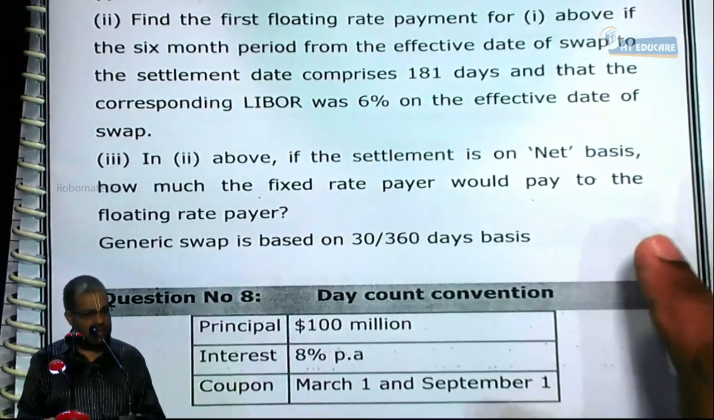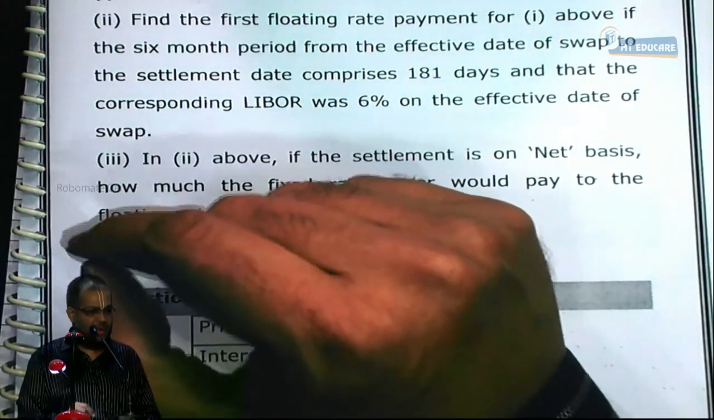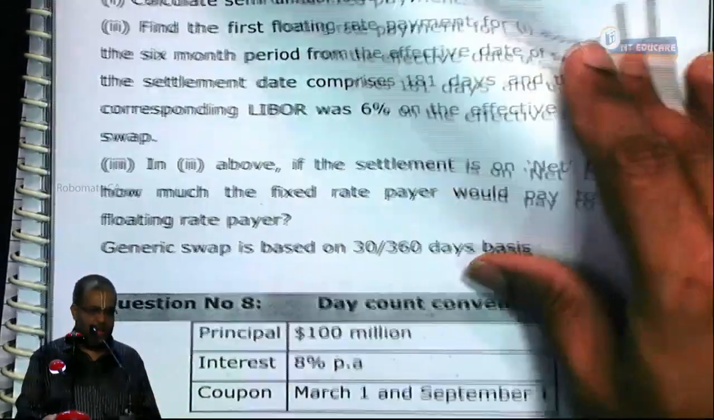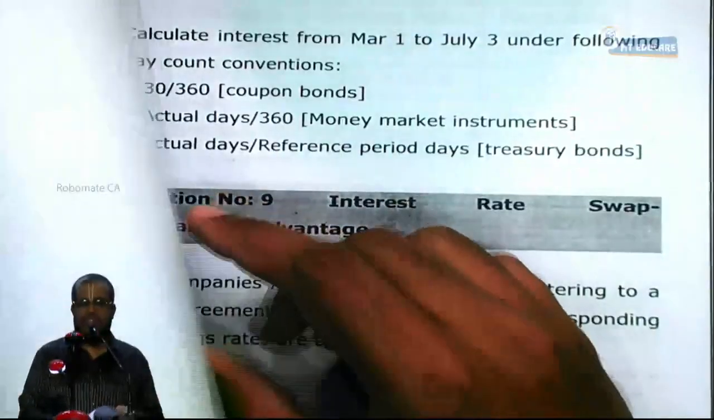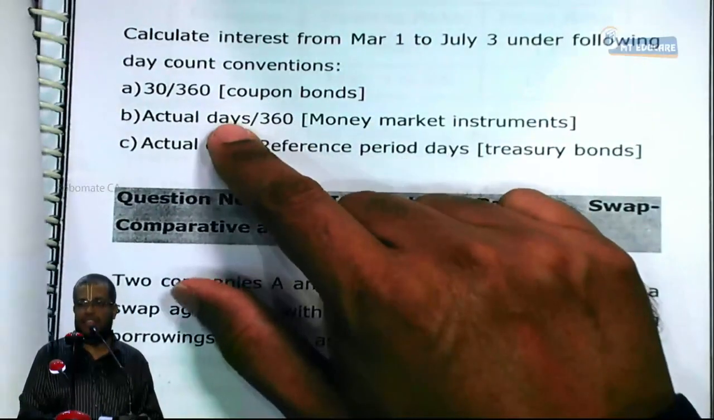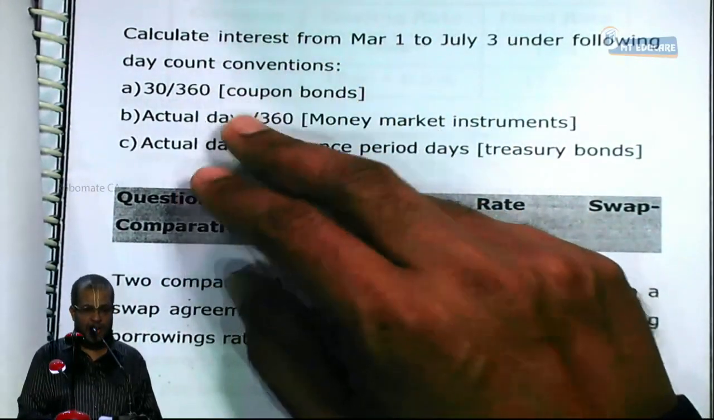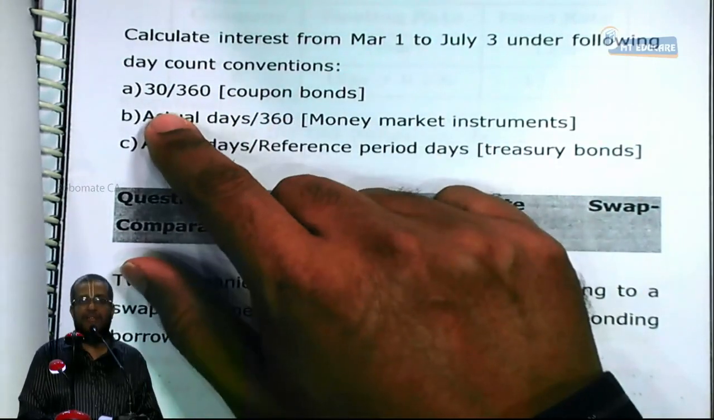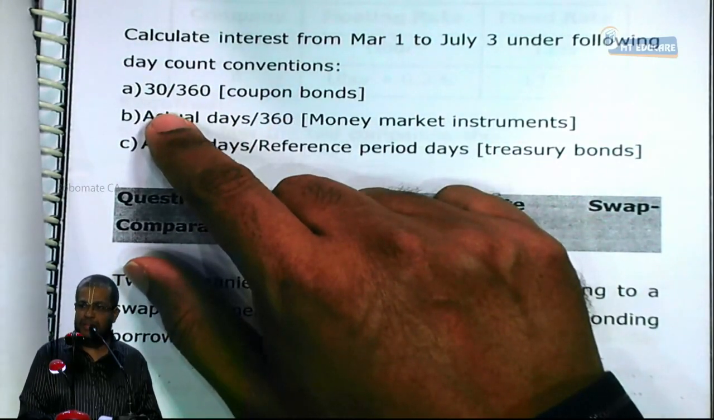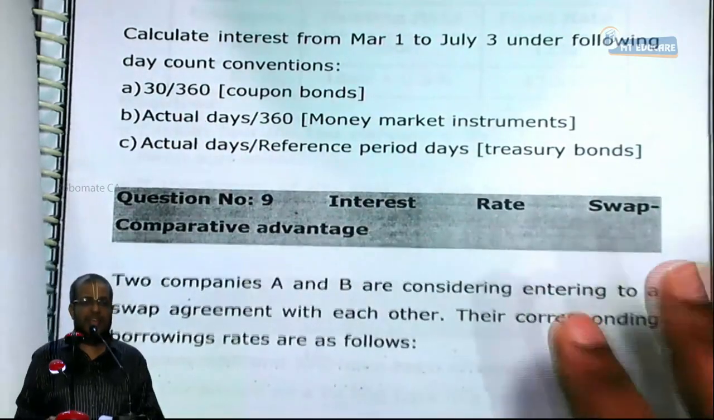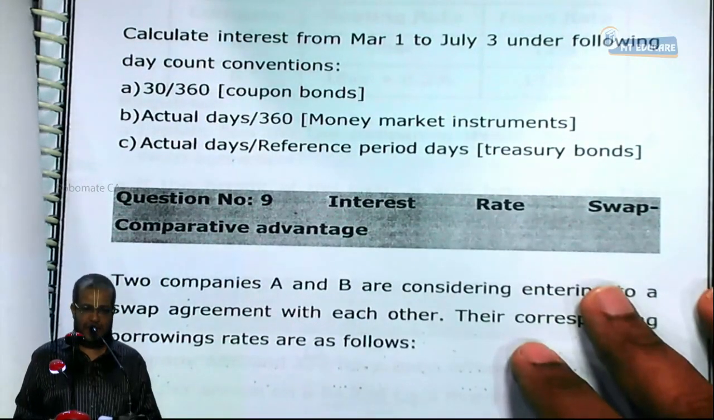So, we don't take the actual days in the month, and we don't take the actual days in a year. We simply assume that a year consists of 360 days, 2 exact half years of 180 days, and every month comprises 30 days. In this case, how to calculate the interest is the issue.